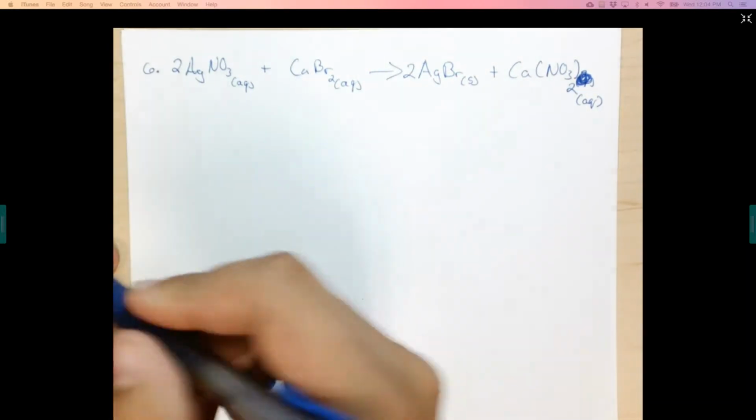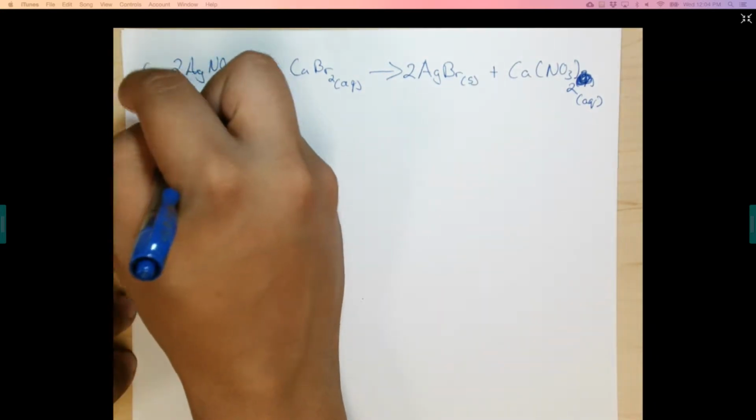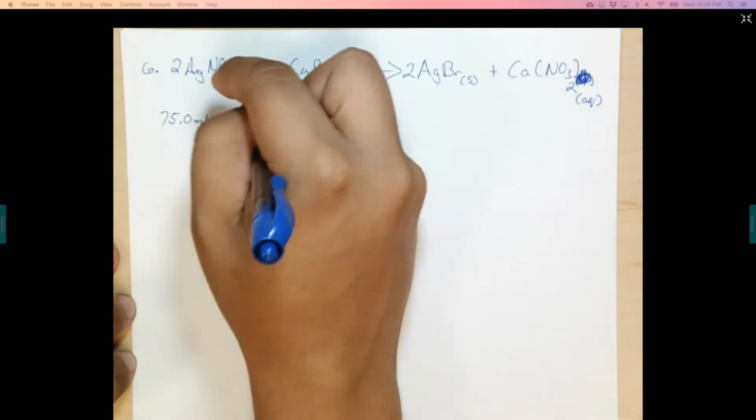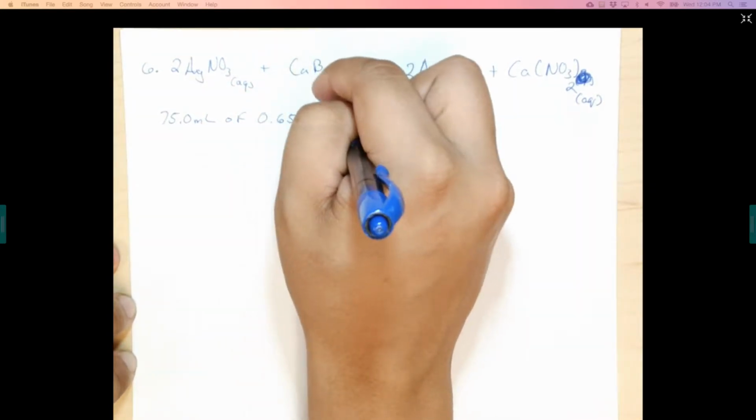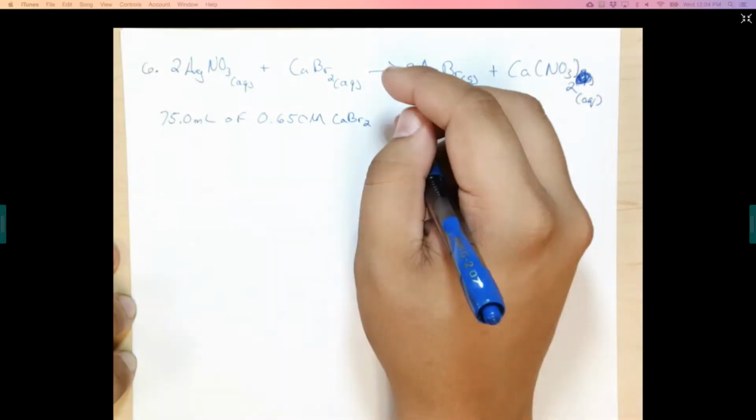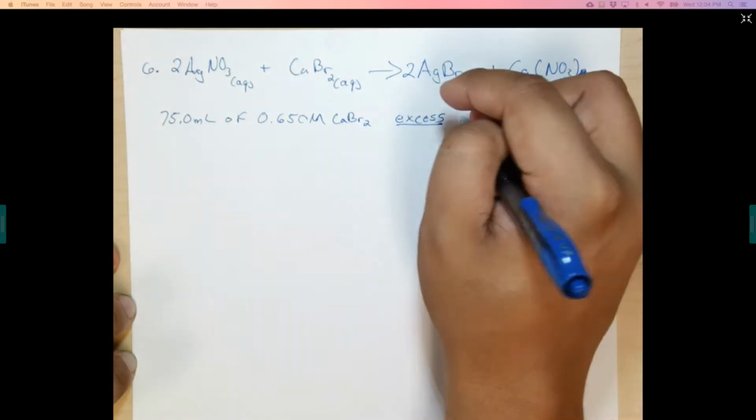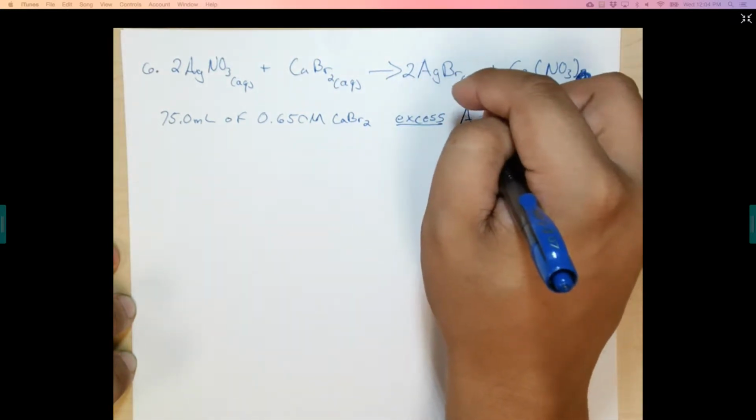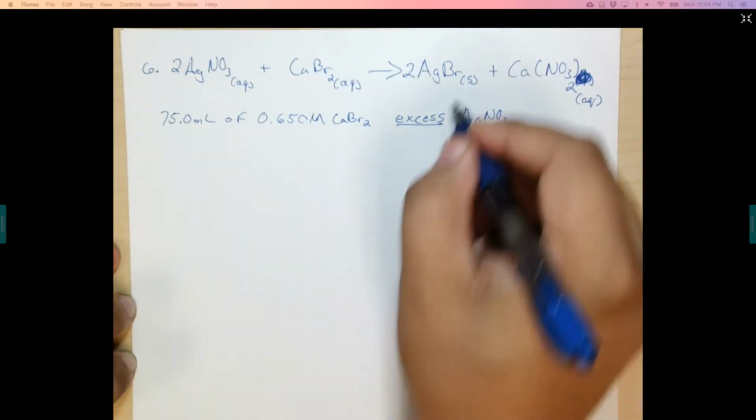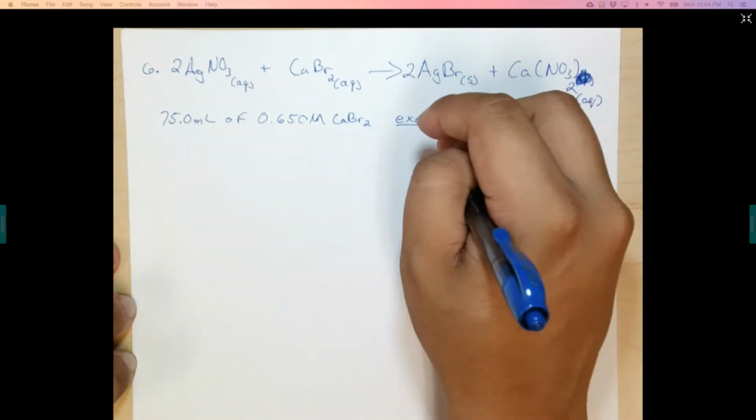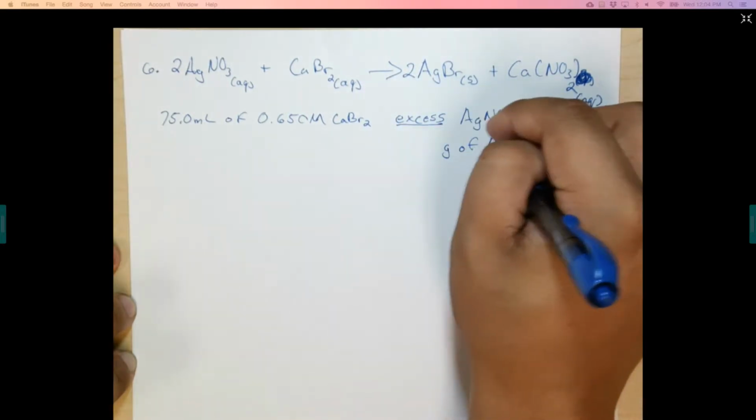Okay, they want to know when we take 75 milliliters of 0.650 molar calcium bromide, and we have excess, that's a key word here, excess silver nitrate, they want to know how much AgBr, right? So we are looking for grams of AgBr.